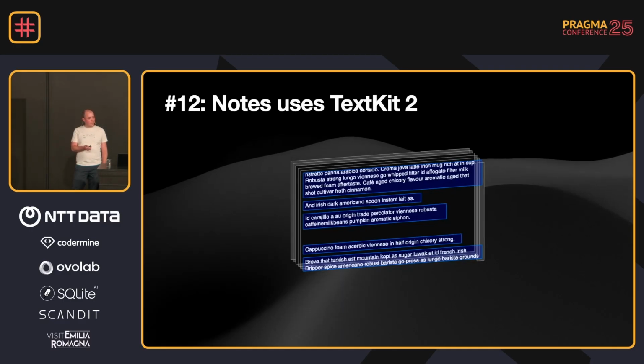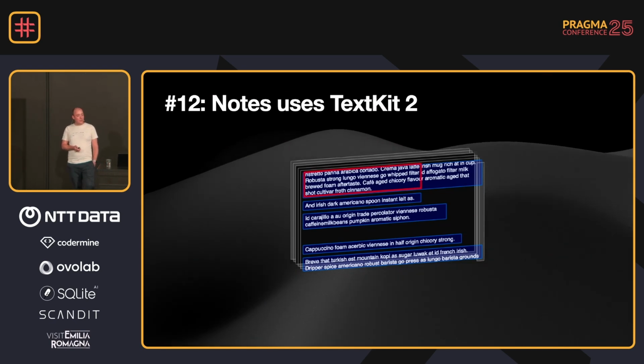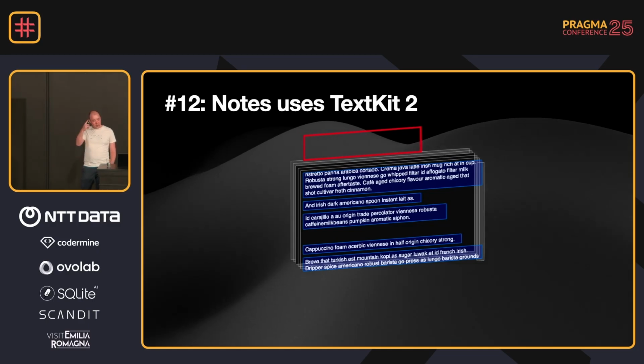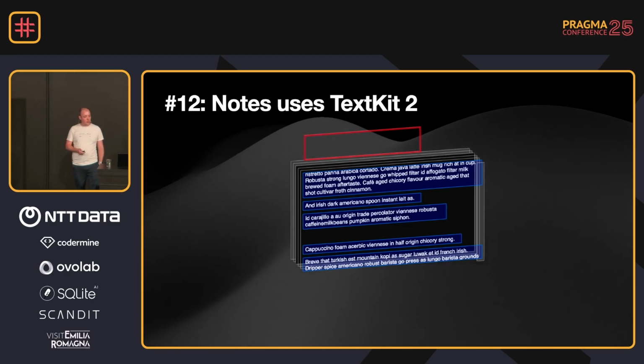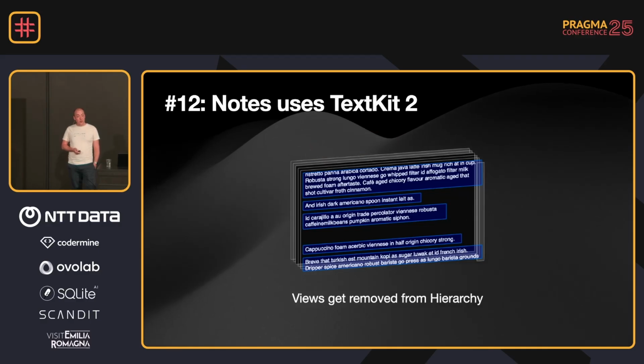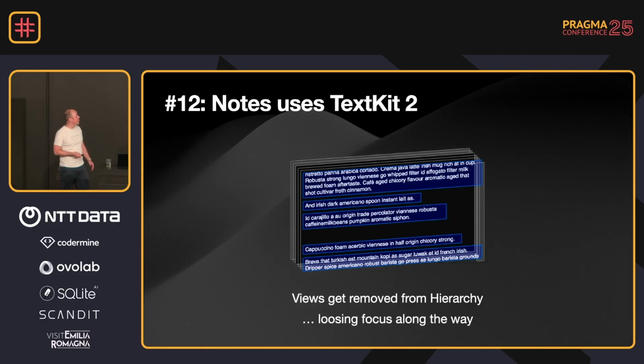Well, TextKit 2 has this nice feature where you can have embedded views. And if you scroll, they scroll up, and it's efficient. It gets recycled, and so it loses the focus. The view gets removed from the hierarchy, and so the first responder, what has the focus, is gone.